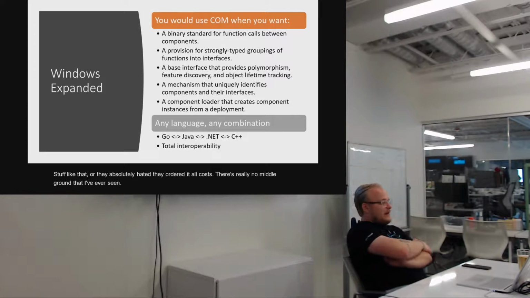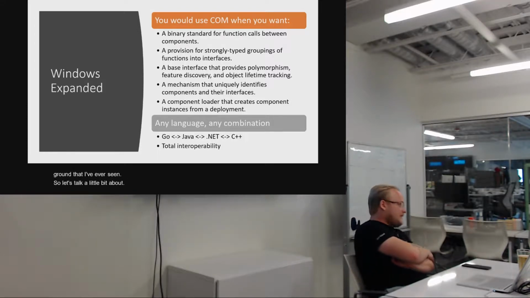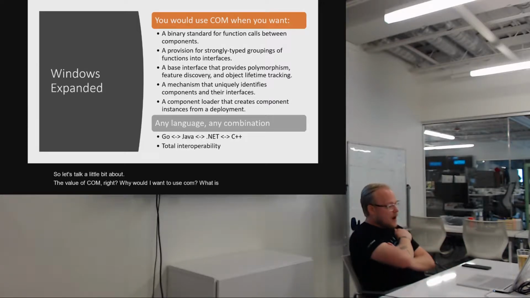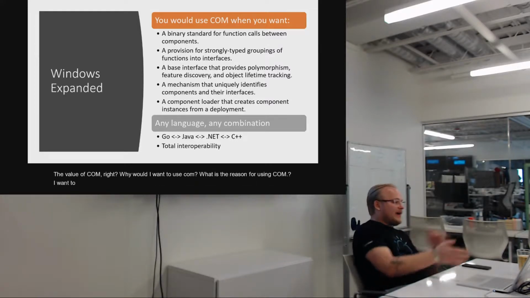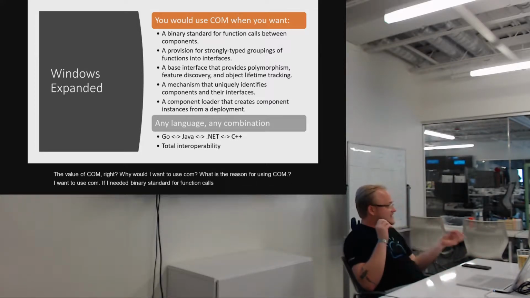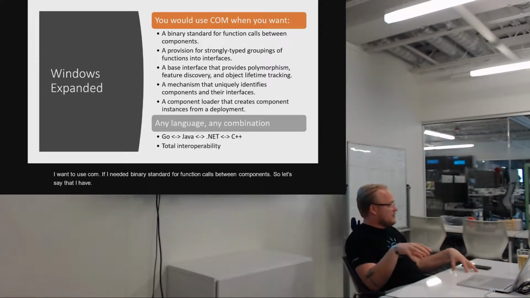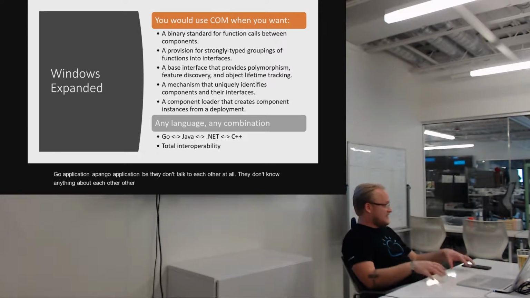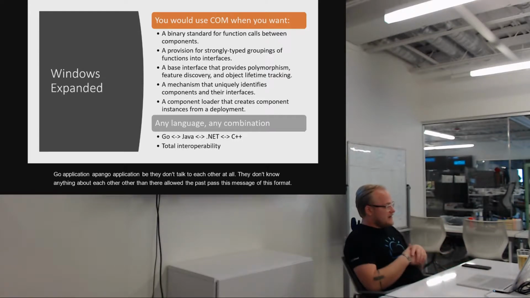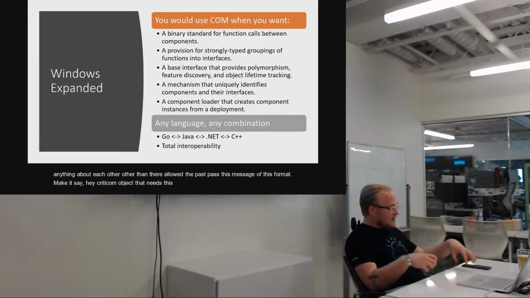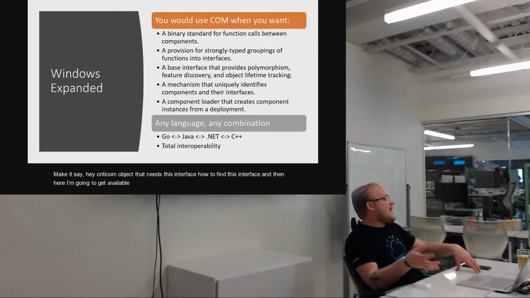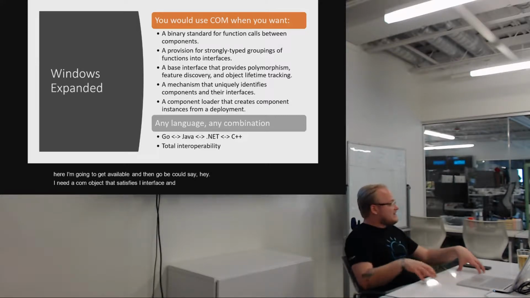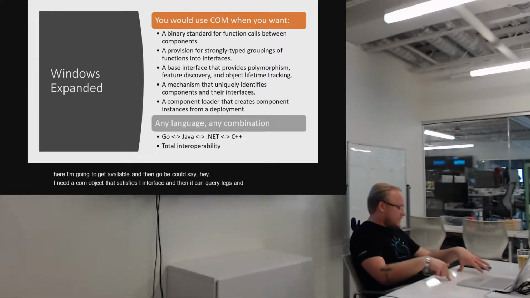So let's talk a little bit about the value of COM, right? Why would I want to use COM? What is the reason for using COM? I would want to use COM if I need a binary standard for function calls between components. So let's say that I have Go application A and Go application B. They don't talk to each other at all. They don't know anything about each other other than, "Hey, they're allowed to pass this message of this format." A could say, "Hey, create a COM object that satisfies this interface, and here, I'm going to make it available." And then Go B could say, "Hey, I need a COM object that satisfies that interface," and then it can query OLE, and OLE will say, "Oh yeah, I know somebody that does that," and then it can interface with that COM object.